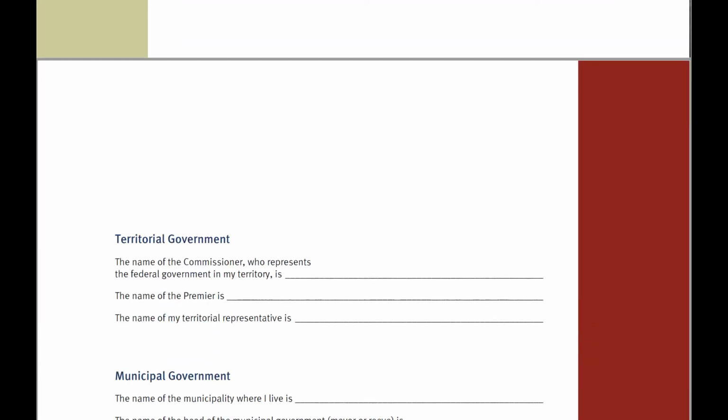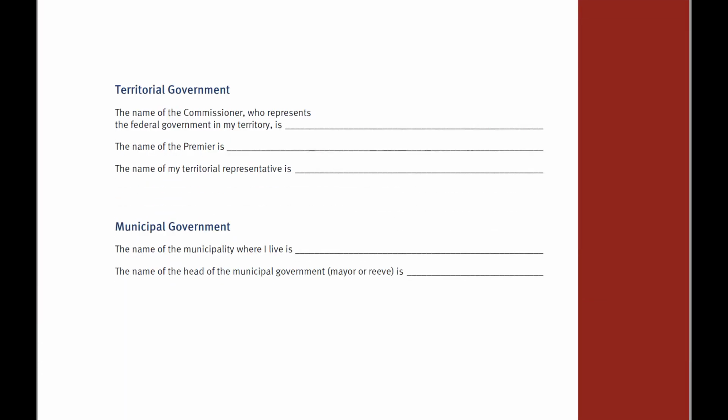At the territorial government level, what is the name of the commissioner who represents the federal government in your territory? What is the name of the premier? What is the name of your territorial representative? At the municipal government level, what is the name of the municipality where you live? Who is the head of the municipal government, mayor or reeve?